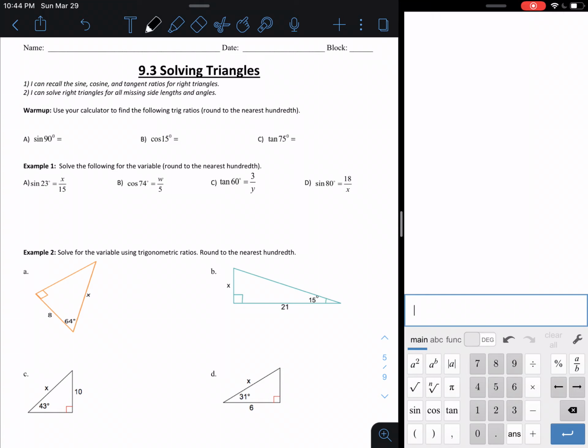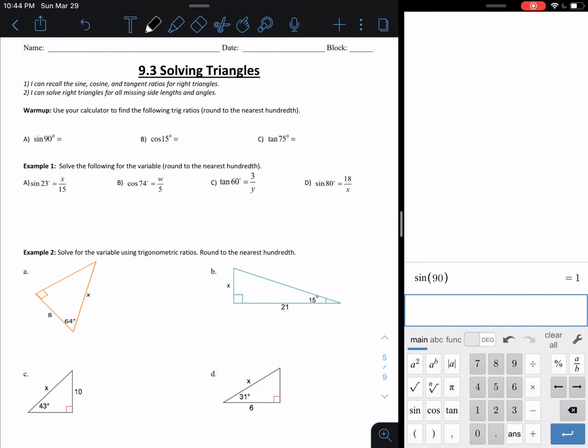So just as a warm-up, we're going to run through how to find values for sine, cosine, and tangent of an angle using your graphing calculator or scientific calculator. For the first one, you're looking for sine of 90 degrees. I'm going to type that into our calculator, sine of 90 degrees, and hit enter, and that tells me that sine of 90 degrees is equal to 1.